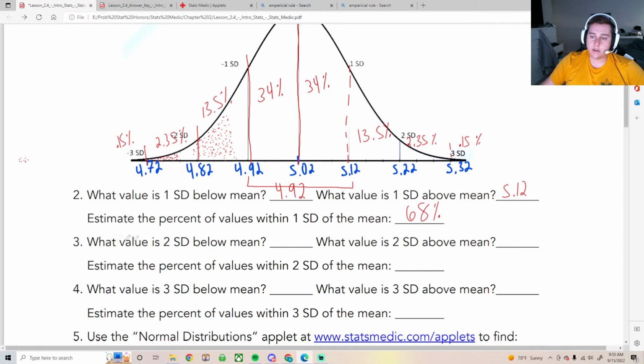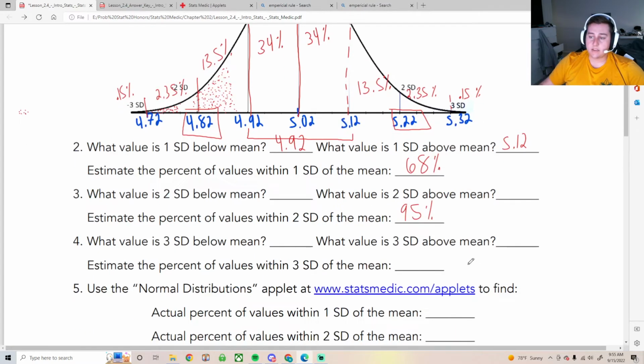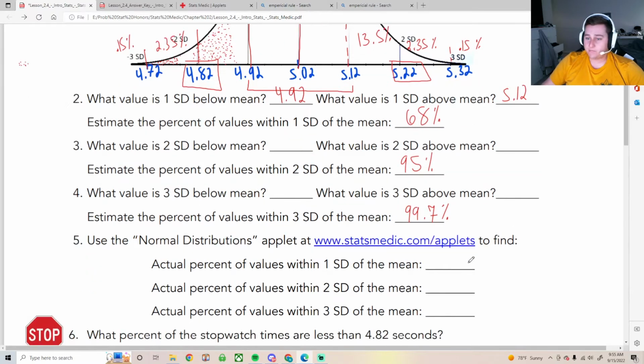So what value is 2 standard deviations below the mean? That would be this data point, and 2 standard deviations above the mean would be this data point. So you list those two, and then you can add up the chunks, the percentages, to figure out how much of the data is supposed to be within 2 standard deviations. If you add those up, you will arrive at 95%. The exact same thing happens for number 4 when you arrive at 99.7%. If you don't believe me, you can add it up.